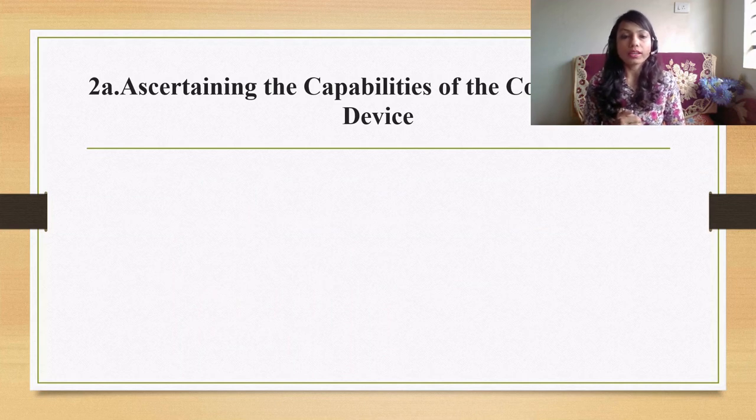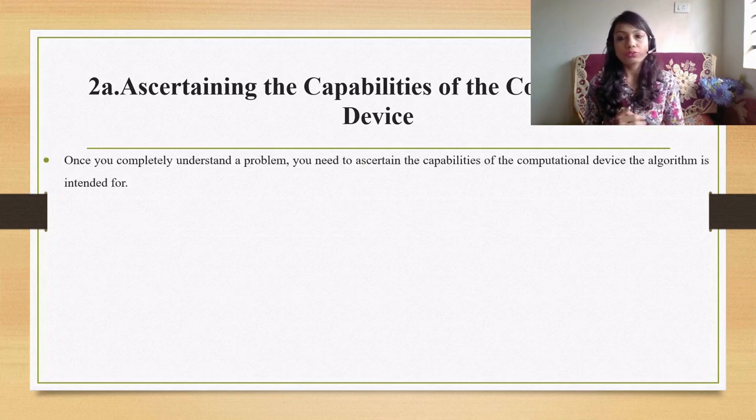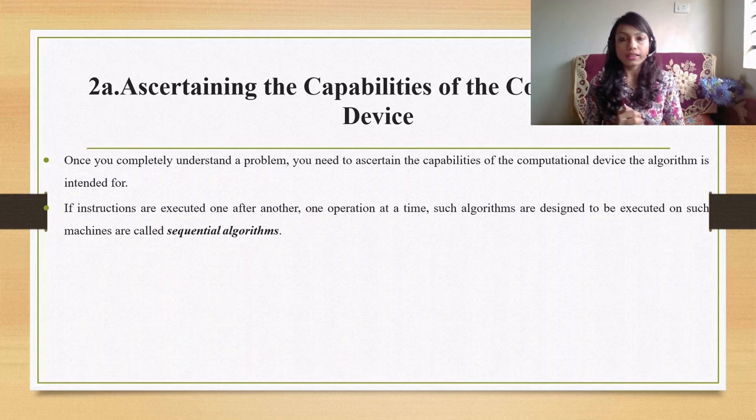So coming to more detail of this step 2A, that is, to ascertain the capability of the computational device. That is, you have to see what suits your algorithm. Once you understand the problem carefully, you should see that the device you are using suits your algorithm, the RAM and the speed. And the second thing is, you also have to see whether your algorithm is a sequential algorithm or a parallel algorithm. A sequential algorithm is an algorithm in which instructions execute sequentially. After the first statement, the second will execute. After the second, the third.